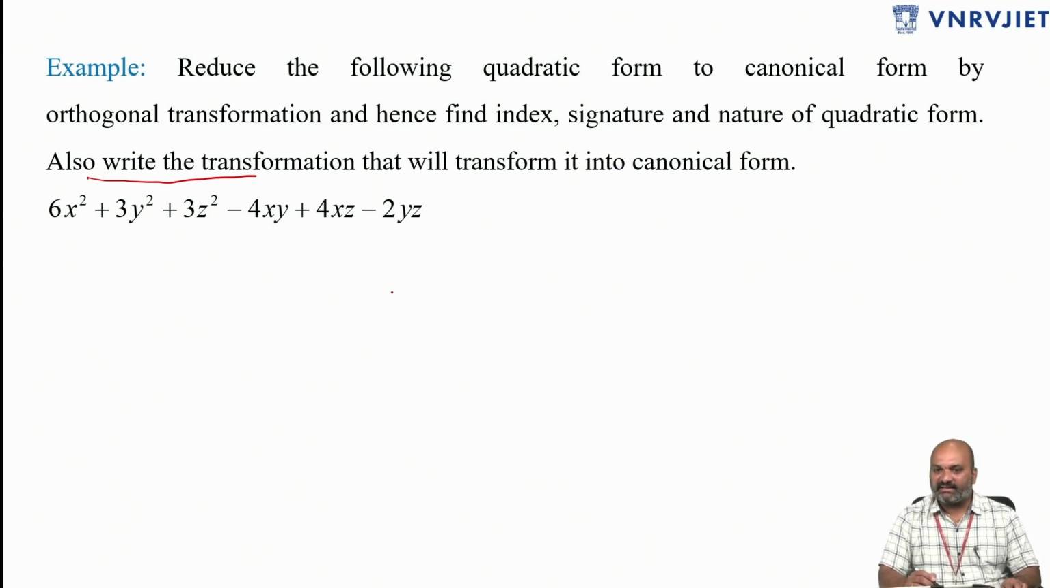Which transformation transforms this quadratic form into canonical form? That also you have to write. Nothing but what is x, what is y, and what is z, which you substitute to reduce this quadratic form to canonical form. That also you have to determine. So we'll see step by step.